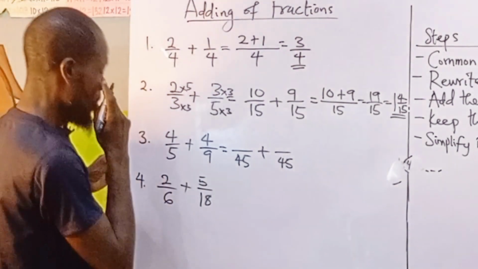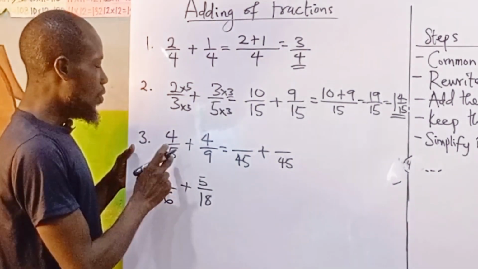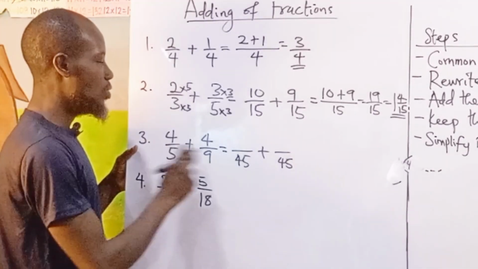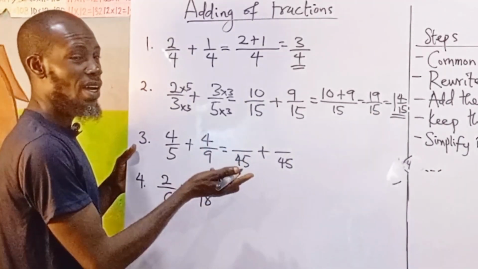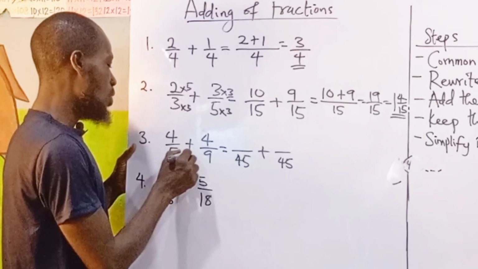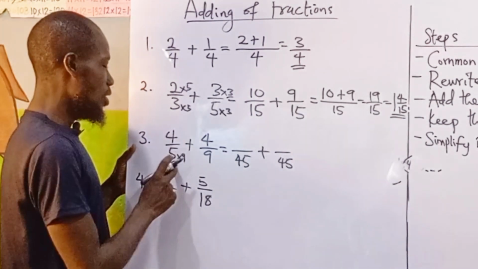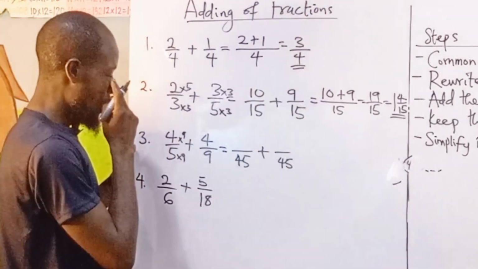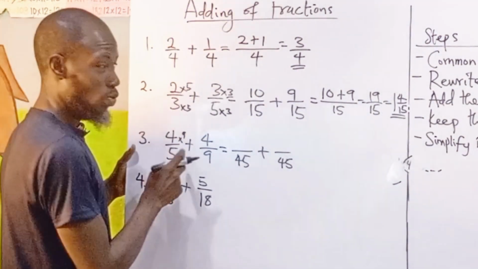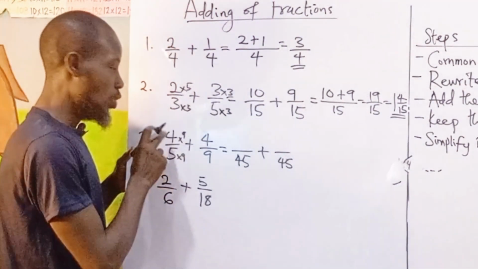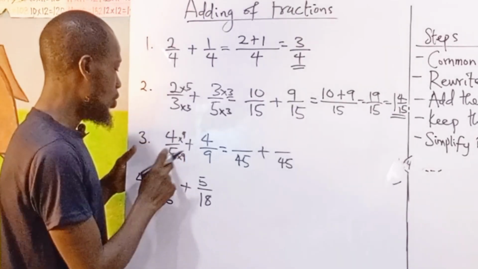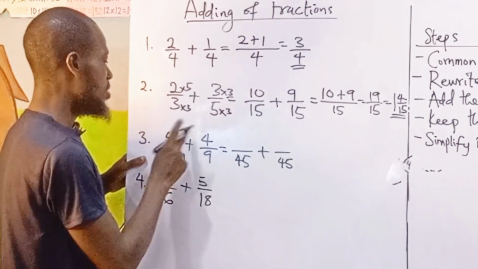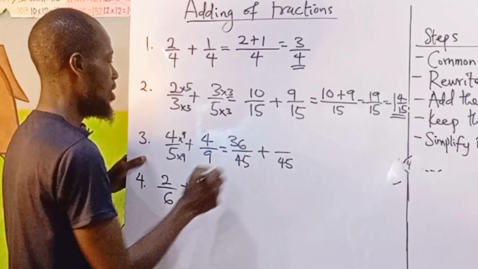Now we think of what number is multiplied by 5 to get 45. That is 9. So in that case, we multiply the denominator by 9, and also the numerator, we multiply it by 9. Whatever you do to the denominator, you also do to the numerator. So 4 times 9 will give us 36.